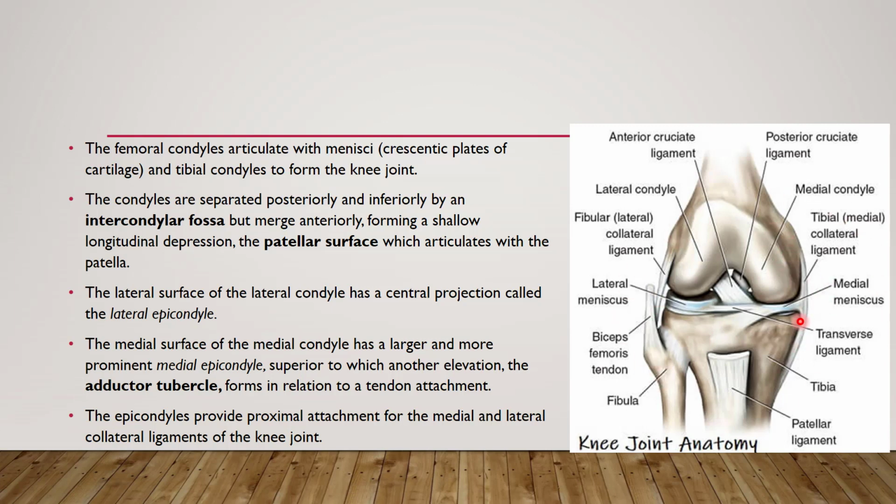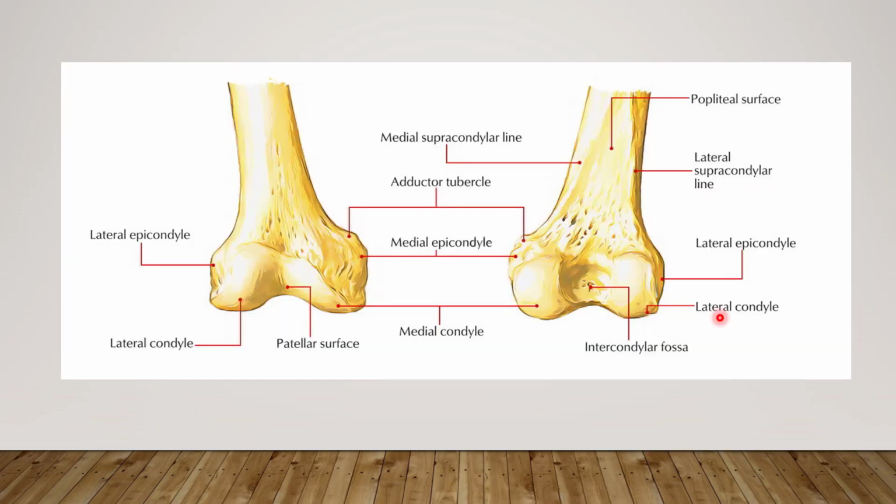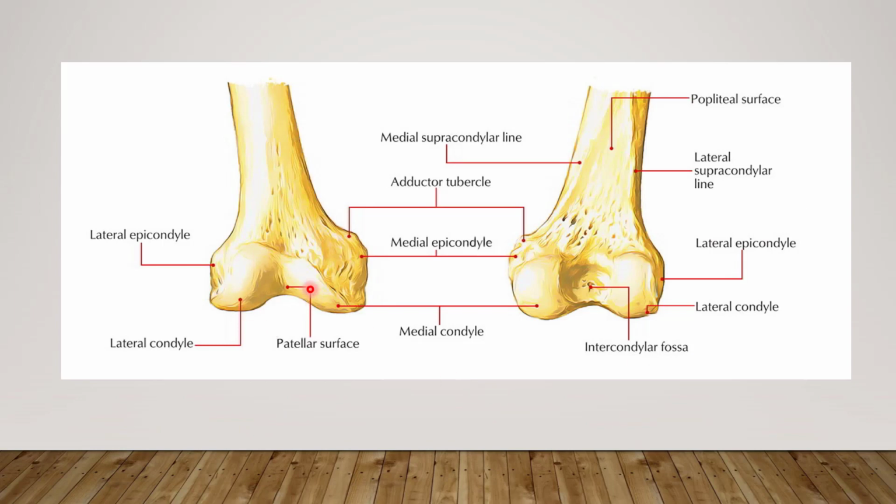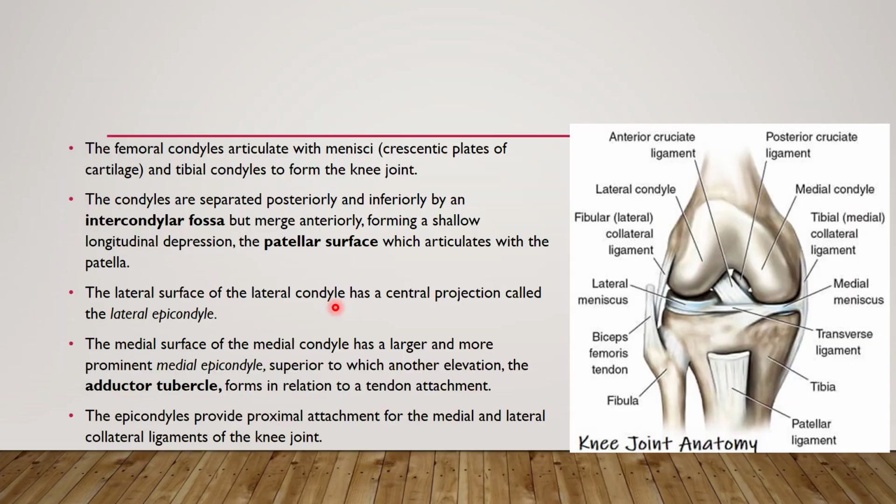The condyles are separated posteriorly. See here, they are separated posteriorly and inferiorly by a shallow groove which is called the intercondylar fossa. See here, this is the intercondylar fossa, but they will merge anteriorly. See here in this diagram, they merge anteriorly and form a smooth surface which is called the patellar surface. Posteriorly they are separated by a shallow groove, the intercondylar fossa. The patellar surface will articulate with the patella.